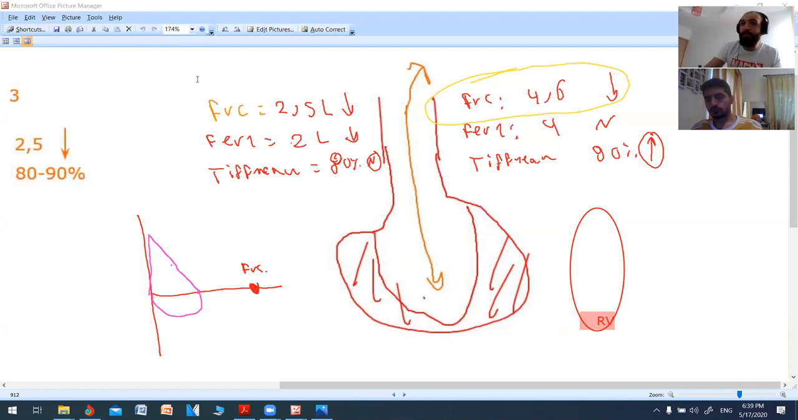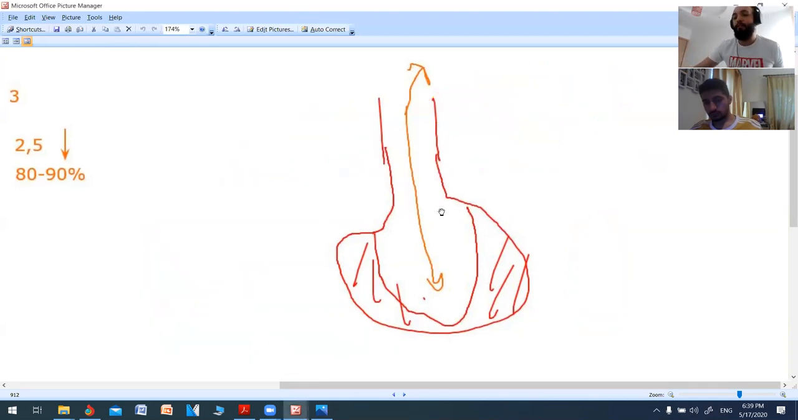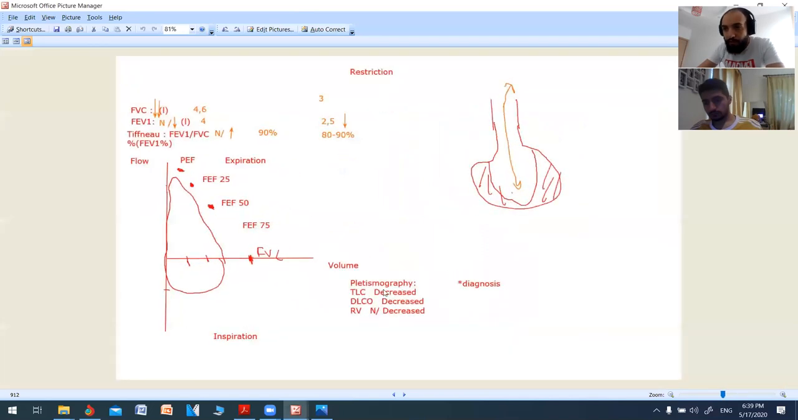And what is the other test? It's called plethysmography. What does this test see? The residual volume and the total lung capacity. How can the total lung capacity be in restriction? Low. If you see total lung capacity low, residual volume low, this is restriction. You understand? Of course, you can also check the DLCO, the diffusion of the gases, which will also be low. Those are signs of the restriction. To put the diagnosis, you need to do the total lung capacity.